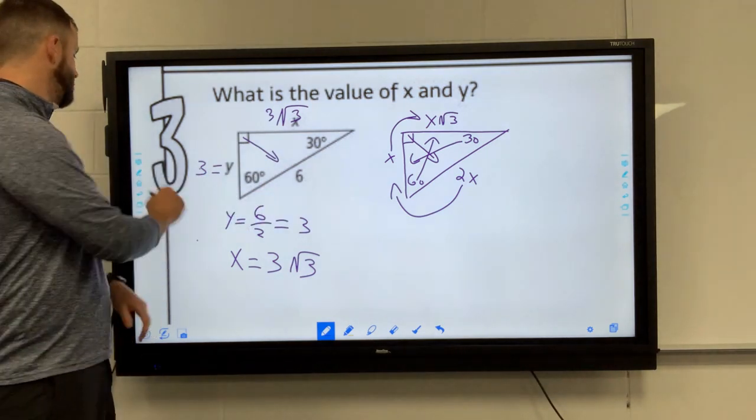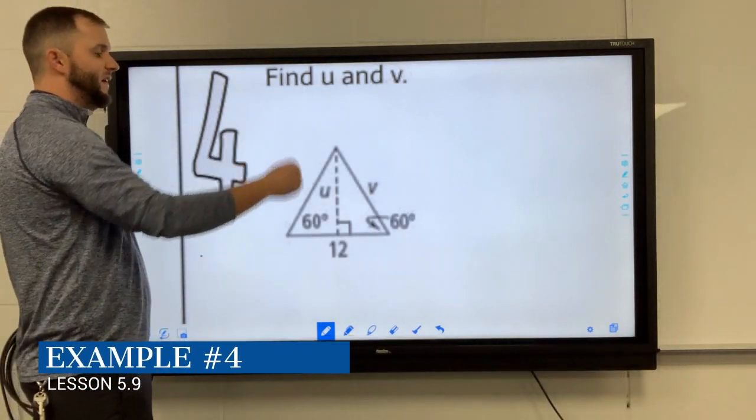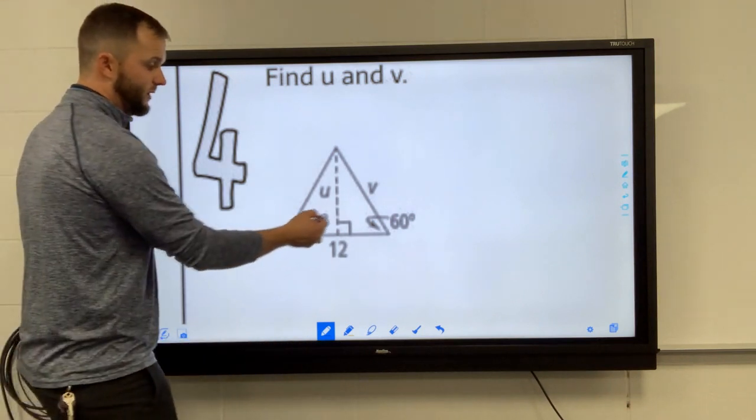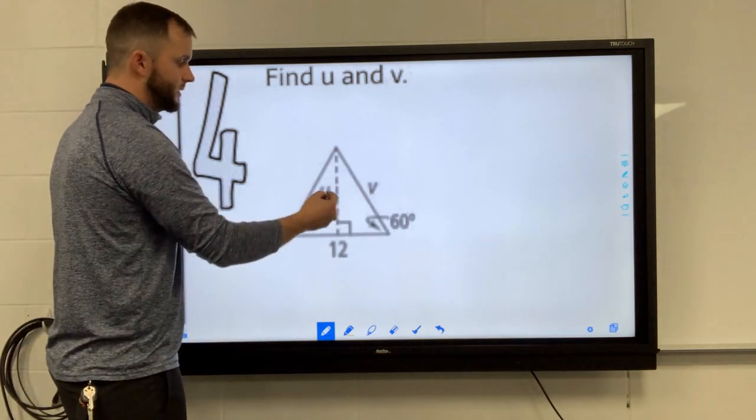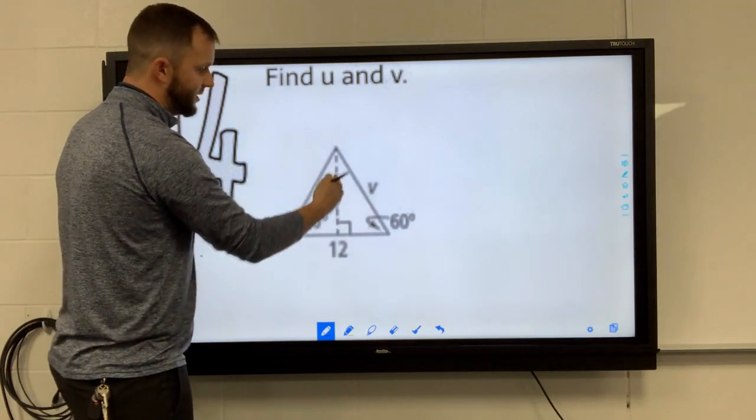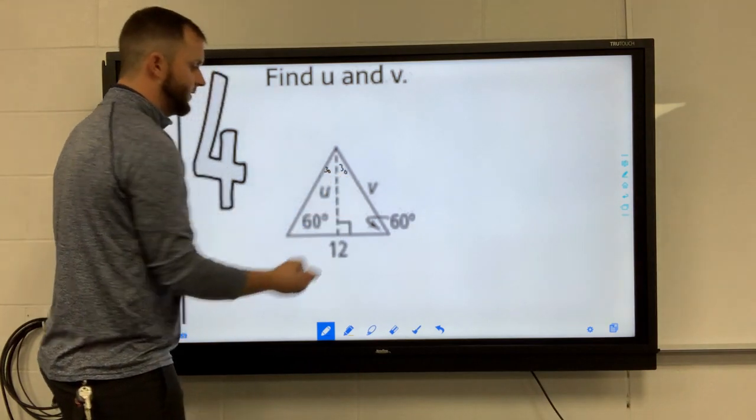Okay? Now let's look at example number 4. All right, lastly on example number 4, it says that we need to find u and v. Right now it looks like I have an isosceles triangle, and each one of these angles is going to be 60 degrees. So I'm drawing an altitude there, which is actually going to divide this angle into 2 parts. So this is going to be 30 degrees, and this is going to be 30 degrees.